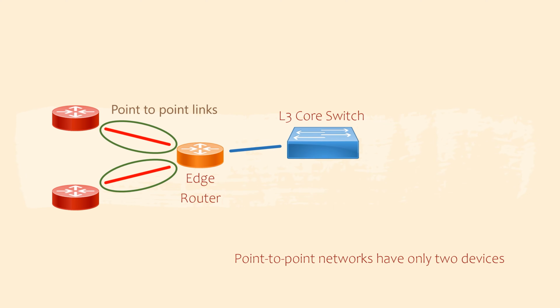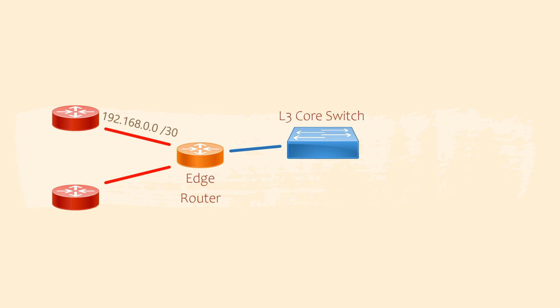This means that we can have very small subnets per link, knowing that we will only ever have two devices in each subnet. I've chosen 192.168.0.0/30 and 192.168.0.4/30. A /30 network is big enough for our four addresses. That's the two devices, a network IP, and a broadcast IP.